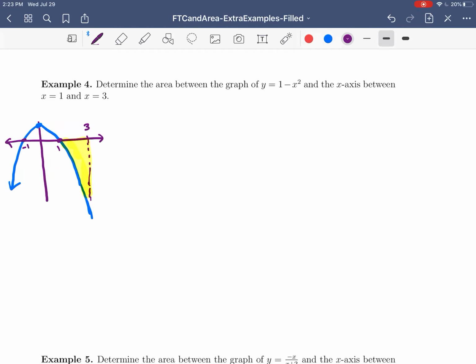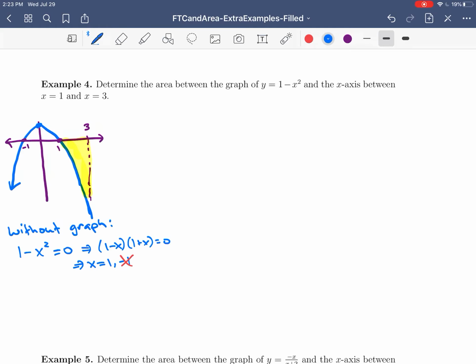Now, if you didn't know the graph, without the graph, what you'd want to do is find where your function equals 0. So that I could factor as a difference of squares. Sorry, 1 plus x. So I get x equals 1 and negative 1. Negative 1's not in our interval, so we don't really care about that one. And 1 is actually the end of our interval.